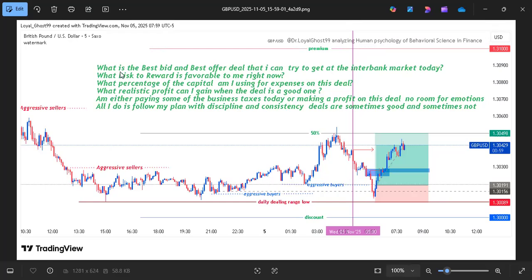I'm either paying some of the business taxes today or making a profit on this deal. No room for emotions. Why? It's because you don't have to be so much focused on the outcomes, because realistically, financial markets are volatile. So you have to give yourself room for having a bad day or a good day. Meaning, when the day is bad, the day is not bad. The day is only bad when you don't follow your plan. But when you follow your plan, you're just paying for taxes of the business or expenses for the business.